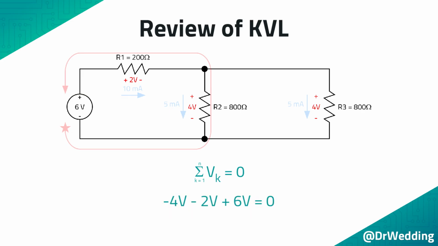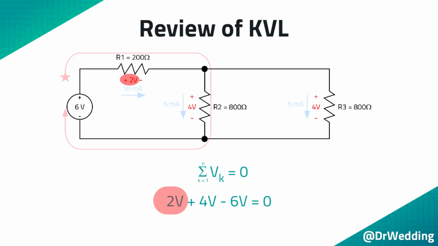It is crucial to understand that you add values when the path enters on the positive side of a resistor or supply, and you subtract values when you enter on the negative side. If the starting point was the star on the upper left of the circuit, and you followed the clockwise path shown here, the previous equation would become +2 volts plus +4 volts minus 6 volts, and as before, this would add to 0.